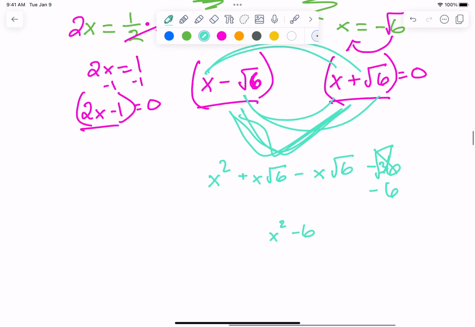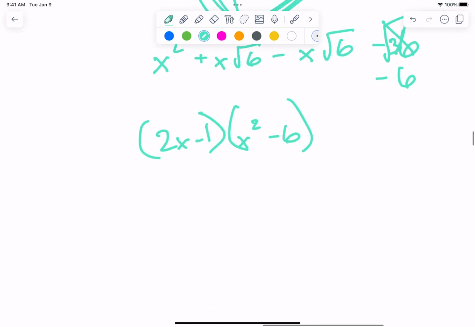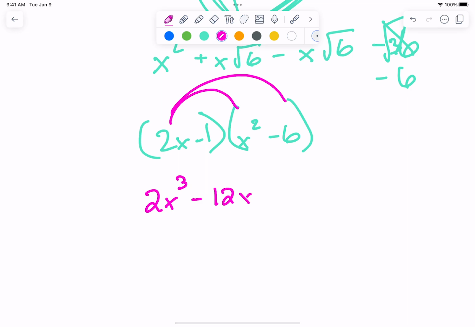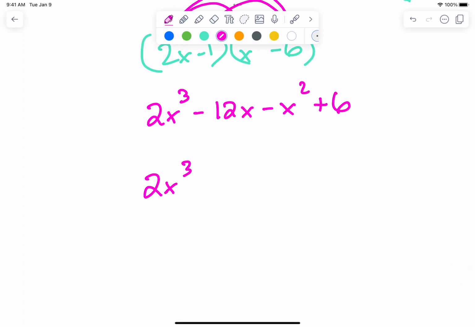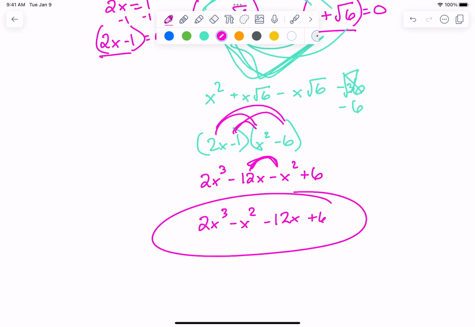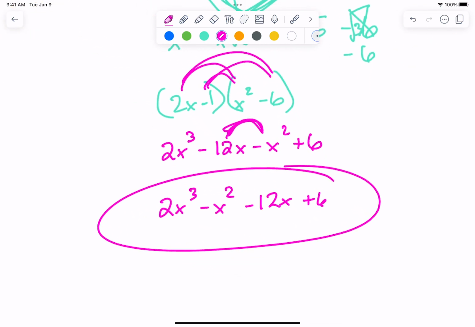Okay, so x squared minus 6 is what he is multiplied together, but we still have to do the other one. Multiply by 2x minus 1, and this one we'll just have to FOIL, right? So 2x times x squared is 2x cubed, 2x times negative 6 is negative 12x. I multiply the middle pieces together, I get negative x squared, and then multiply the end pieces together, I get plus 6. So final answer, 2x cubed minus x squared minus 12x. I flip these two around because I want them in order. And then plus 6. That is my third degree polynomial that has those three as zeros.